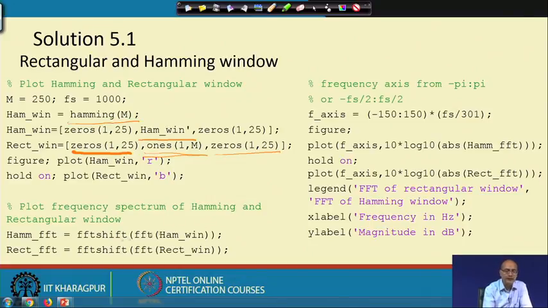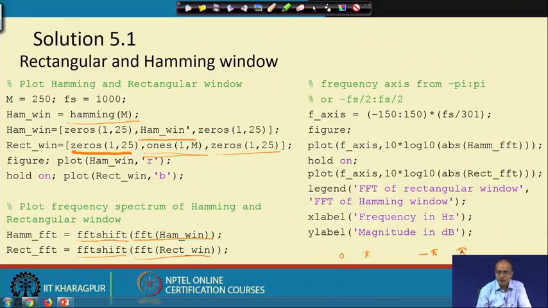Next, plot the frequency spectrum of the Hamming and the rectangular window. Along with the plot of that signal, we would like to see how they look in the frequency domain. For that, we have taken the FFT of the Hamming window as well as the rectangular window, and we have used the fftshift function in both cases. When we take the Fourier transform, it shows the results from 0 to pi. Now, when we use the fftshift function, it shows us the result from minus pi to pi.